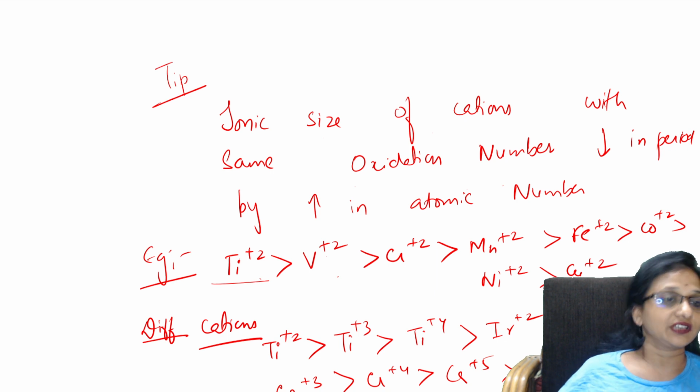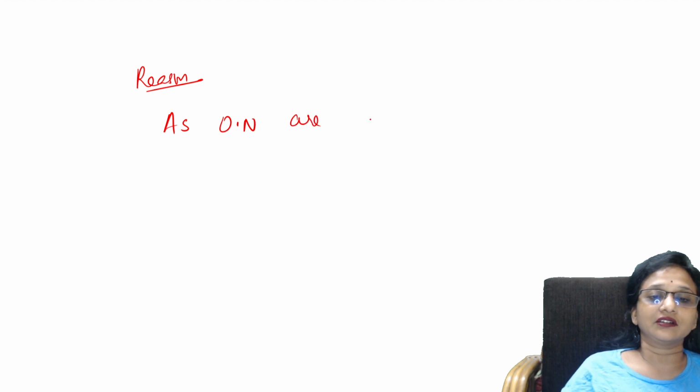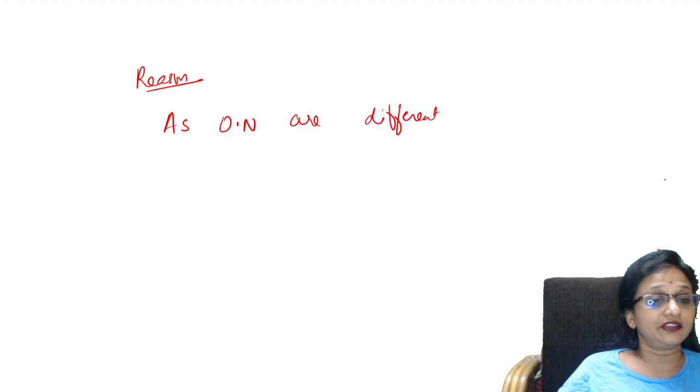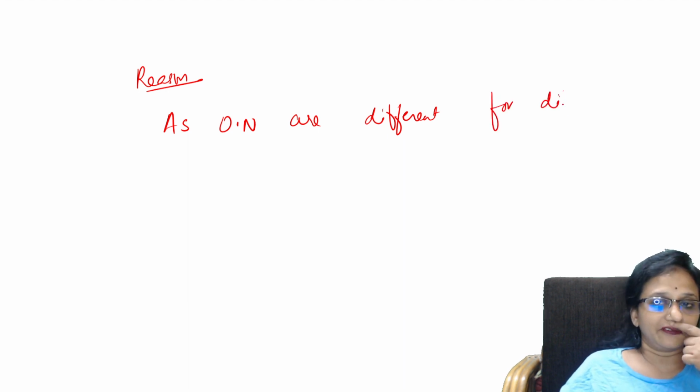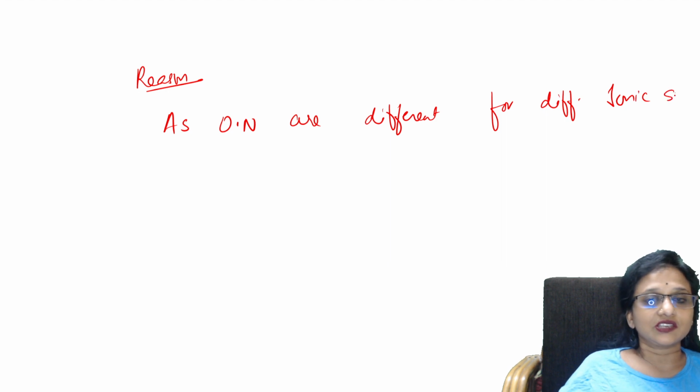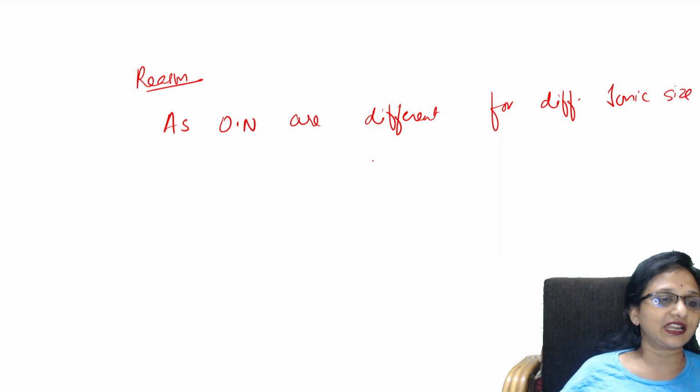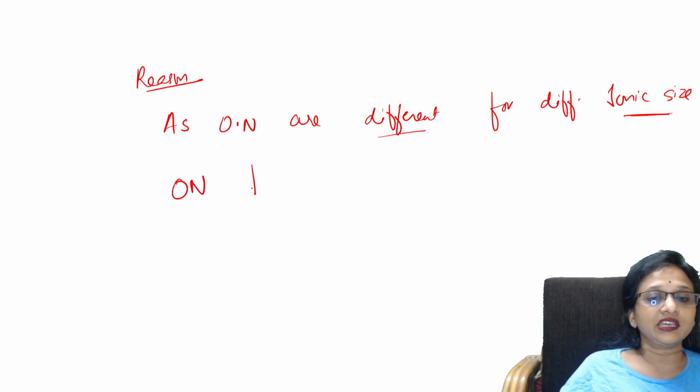Now, what is the reason for this? Remember, what is the reason? The reason for this is, check carefully, the oxidation numbers are different. Oxidation numbers are different in which one? They are different for different ions, or ionic sizes. So the oxidation number is different for different ionic size cations. As the oxidation number increases, what is the understanding? A particular element has different oxidation numbers: Ti plus 2, Ti plus 3, Ti plus 4, like this.